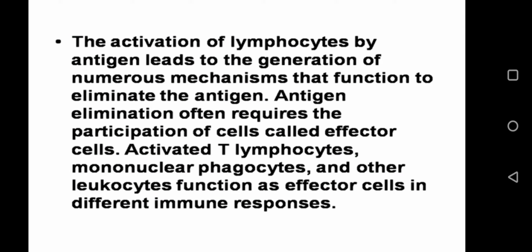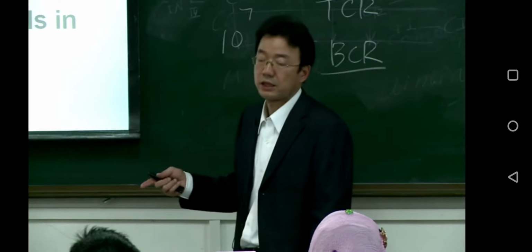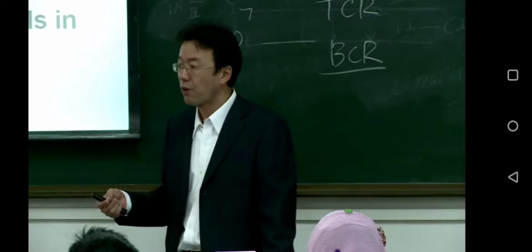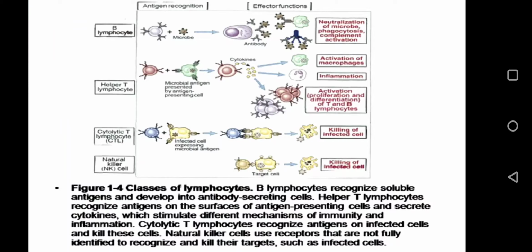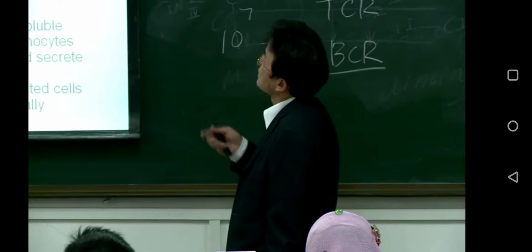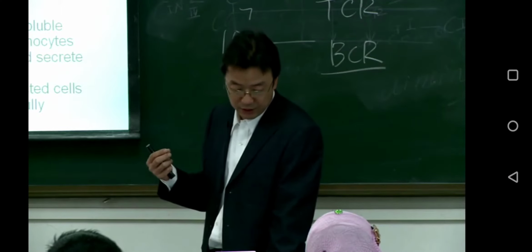Activated T lymphocyte, mononuclear phagocyte, and other leukocytes function as effector cells in different immune responses to eliminate different kinds of pathogen, either extracellular or intracellular. B lymphocyte binds to the microbe, binding to the antigen of the microbe. That is what we call neutralization of the microbe. It blocks the microbe from infecting new cells.